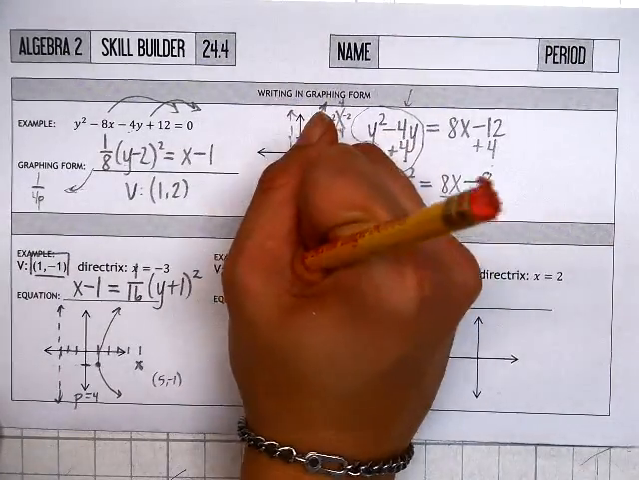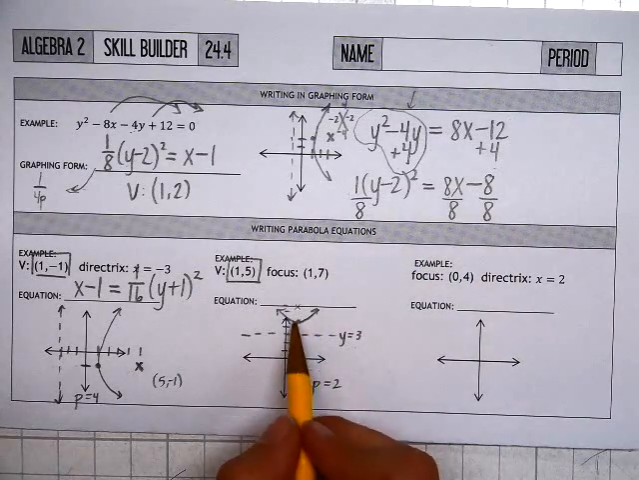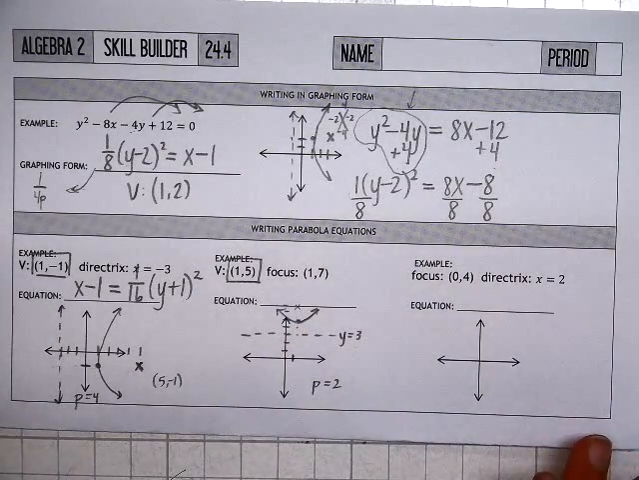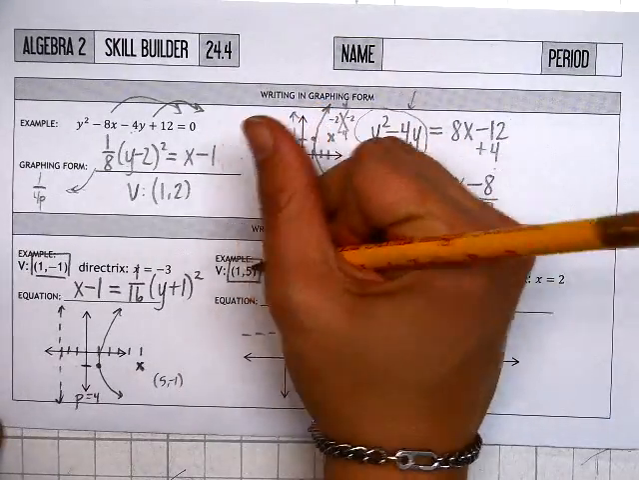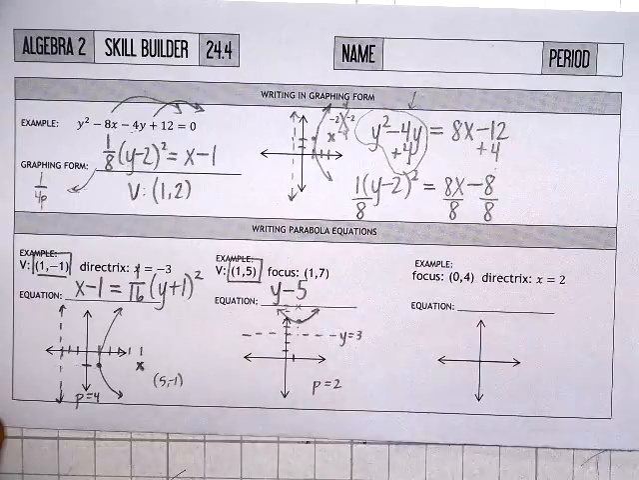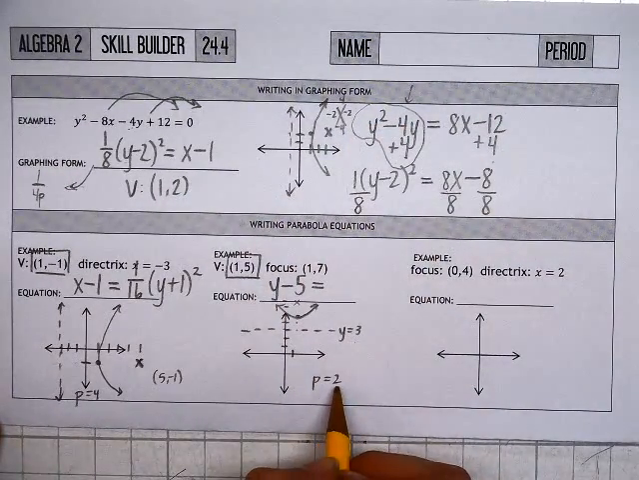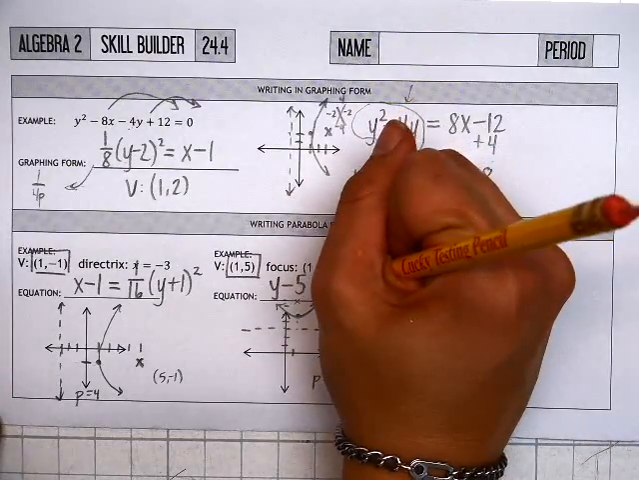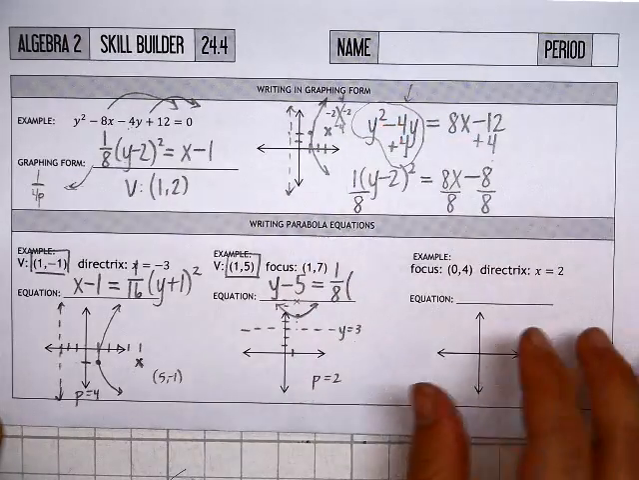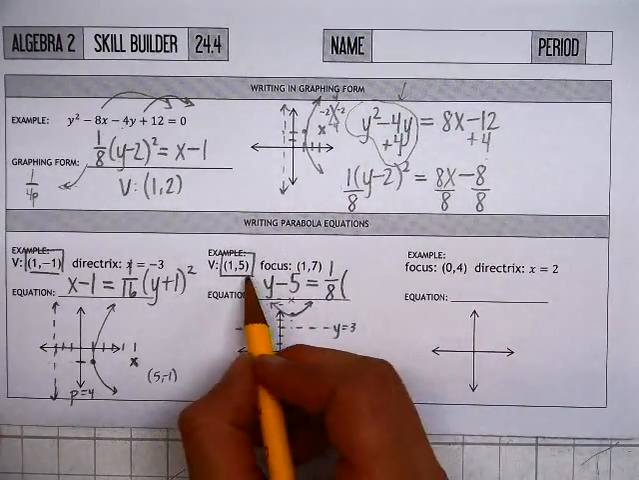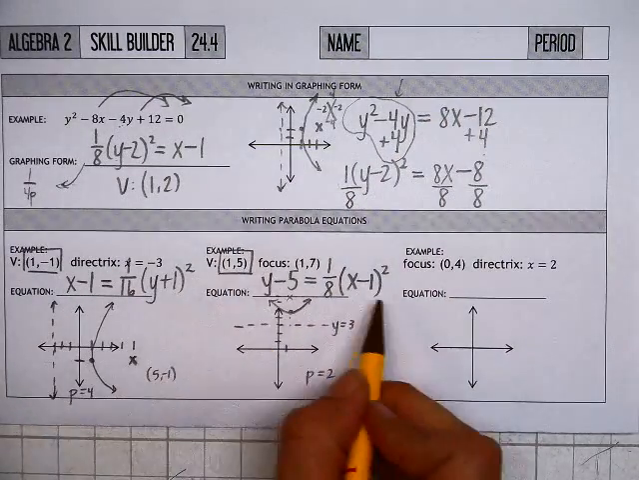The vertex and the p-value, which in this case again was 2, since we went 2 units between focus and vertex. So in terms of our equation, we're dealing vertically, so we'll start with y. The y coordinate, of course, is 5, so y minus 5 equals the fraction, 1 over 4p. So since we know our p-value is 2, 1 over 8, and it's positive, we're going up, parentheses, and as we're taking a look at our parentheses, we have x minus 1 squared, again, because of that x coordinate.